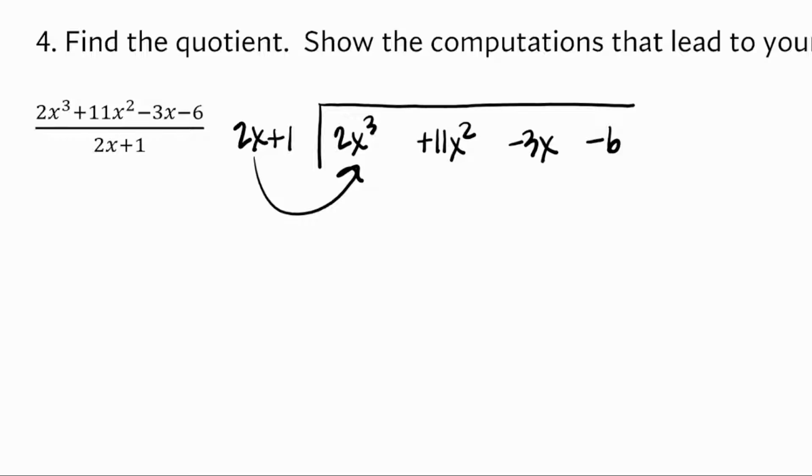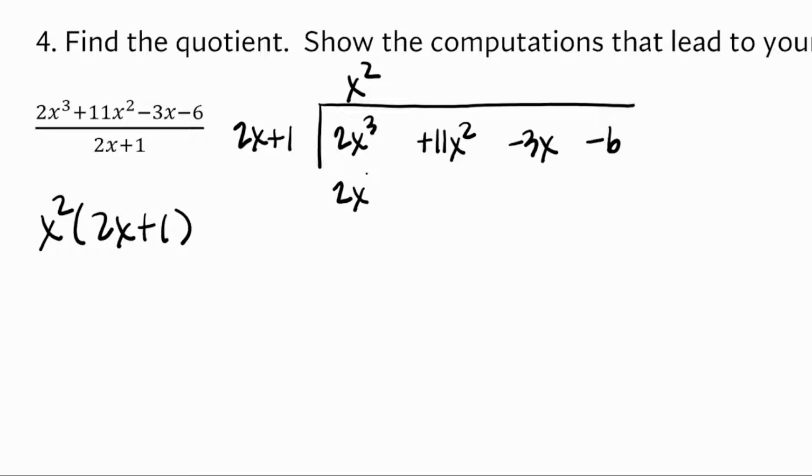So first I think, what do I multiply 2x by to get 2x cubed? Well, that would just be x squared. And then I multiply the x squared back by that 2x plus 1, and I would get 2x to the 3. Maybe I should put that up a little higher. 2x to the 3 plus 1x to the 2. And I'll subtract these away, and I'll have 2 minus 2, x cubed, so that's no x cubes. 11 minus 1 would be 10x squared.